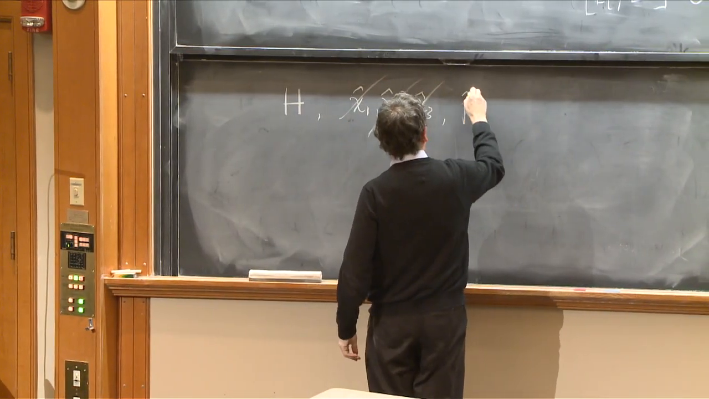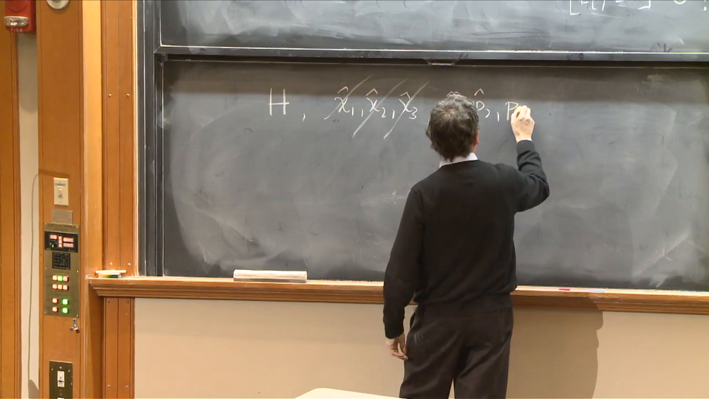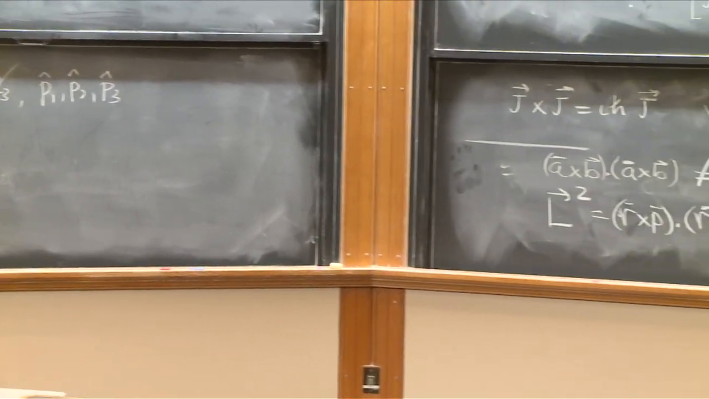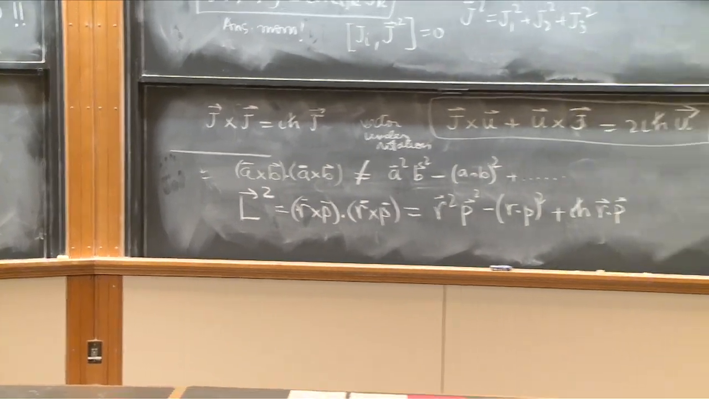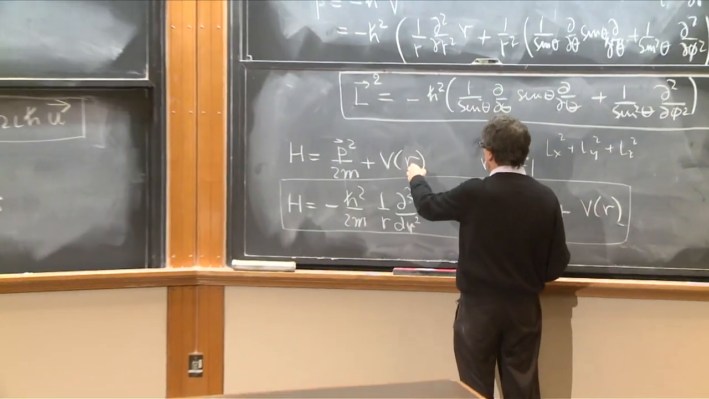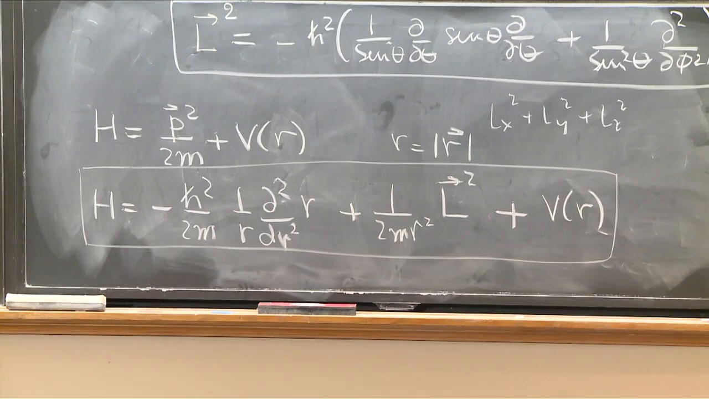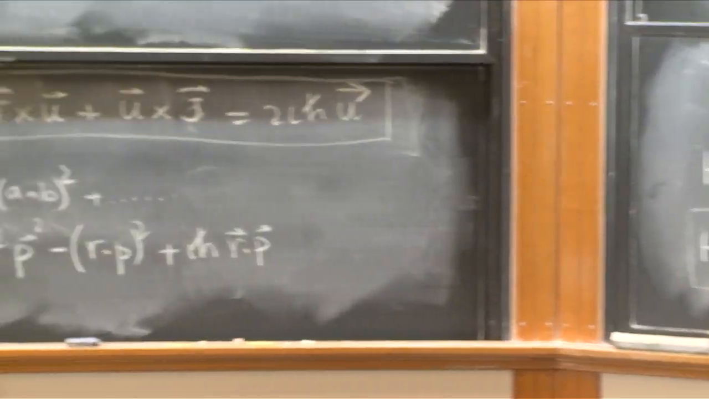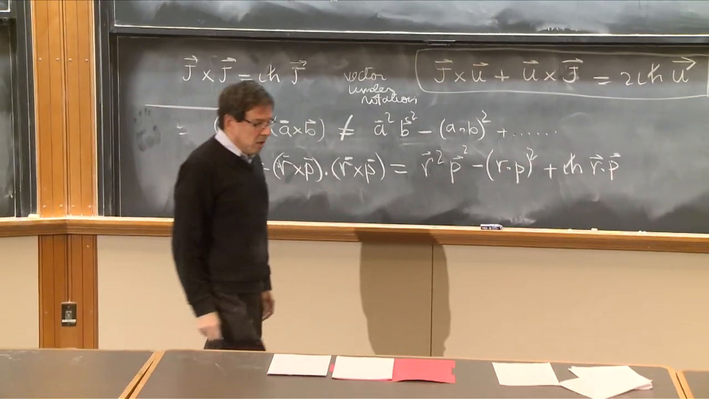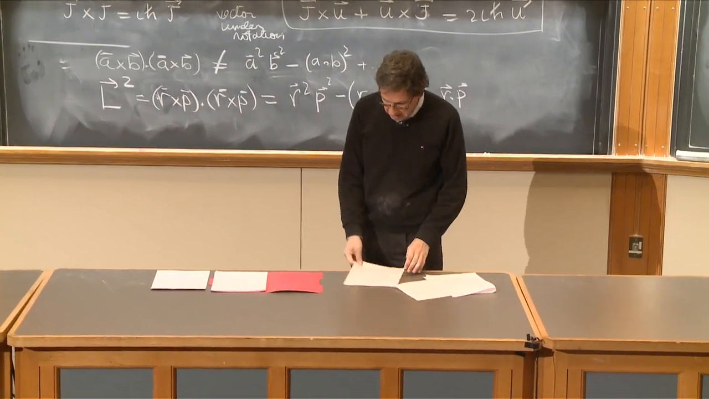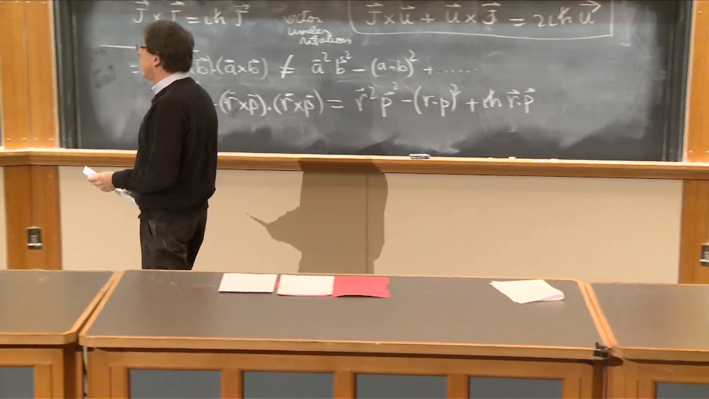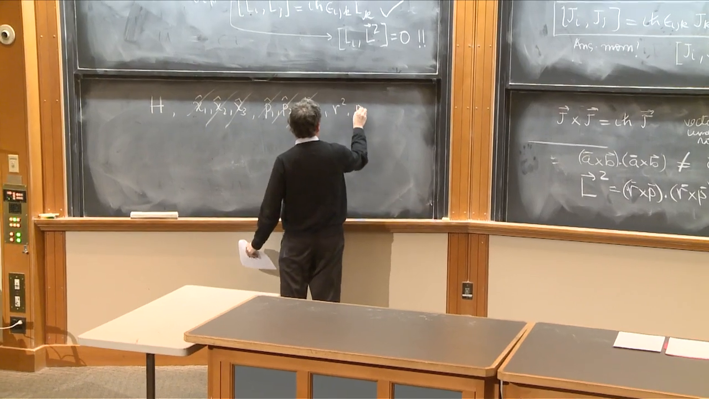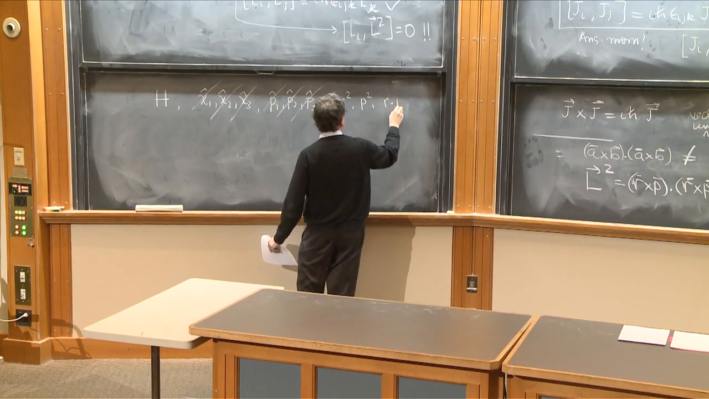How about the p's? P1, P2, and P3. Not good either because they don't commute with the potential term. The potential has x dependence and it would take a miracle for it to commute. In general, it won't commute. So there's no reason for it to commute unless the potential is 0. So this is not good. Nor is it good to have r squared or p squared or r dot p.